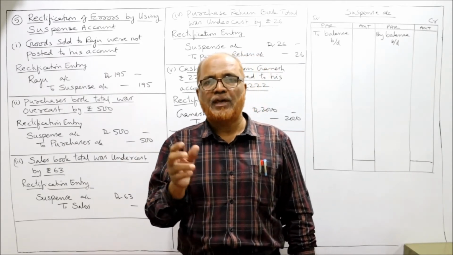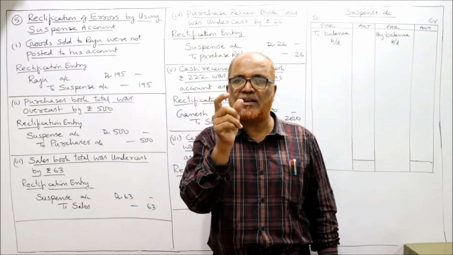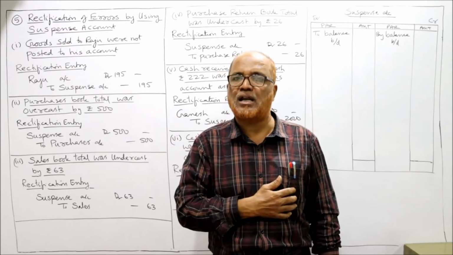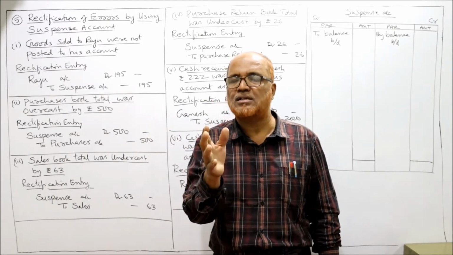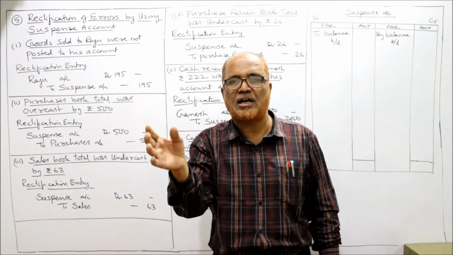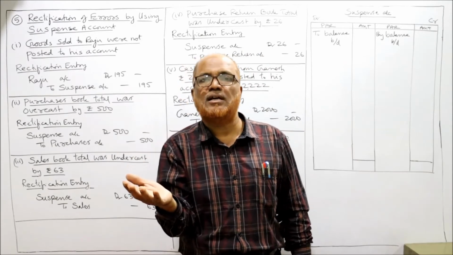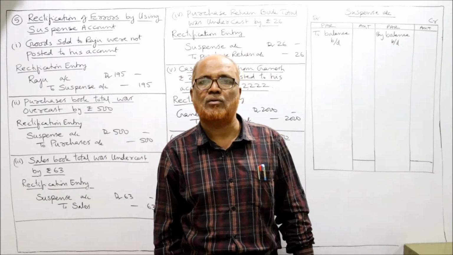For example, if it is a one-sided error, the error will be there only in one account. For example, sales account was undercast. Sales account book was undercast. That means in the sales account, credit side is less. Now we have to credit sales account and we have to give the corresponding debit to suspense account.